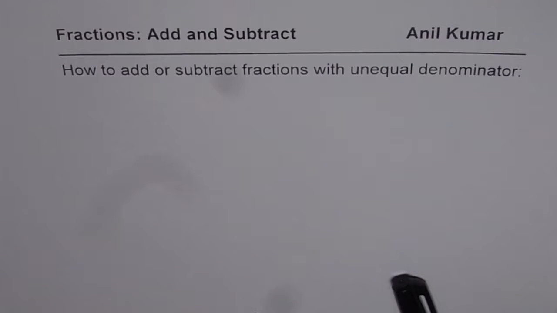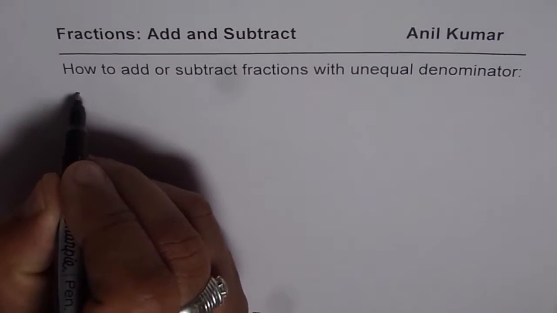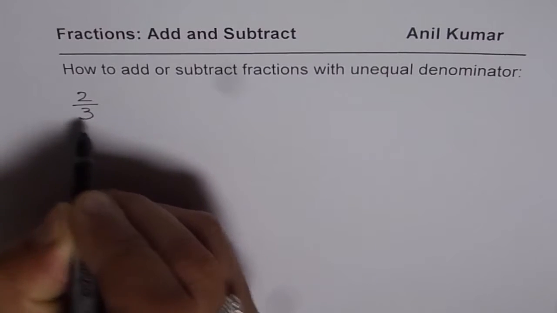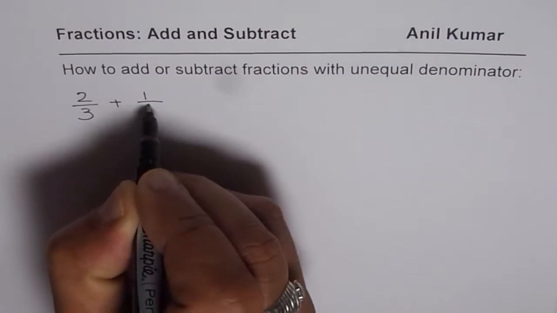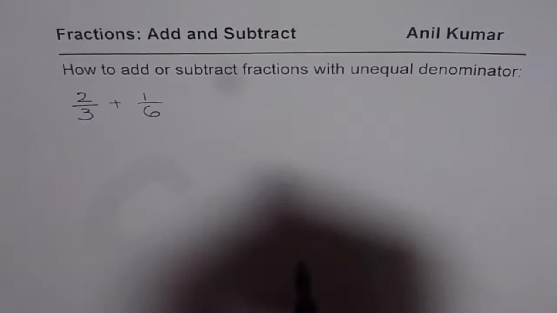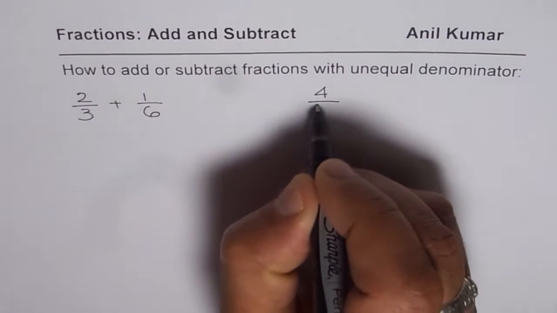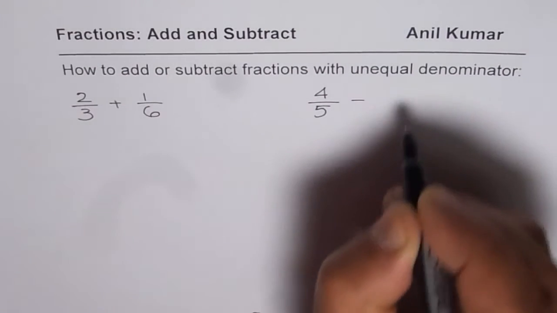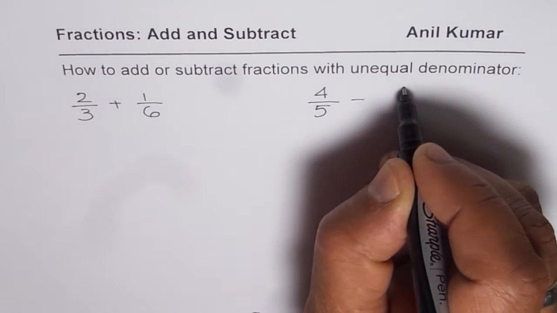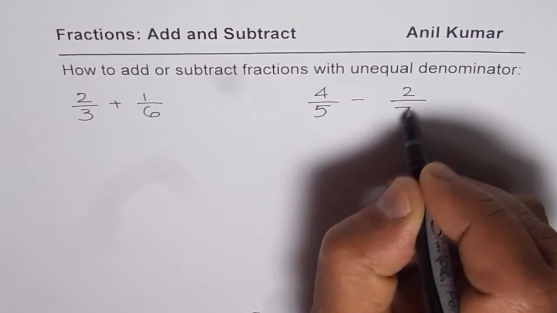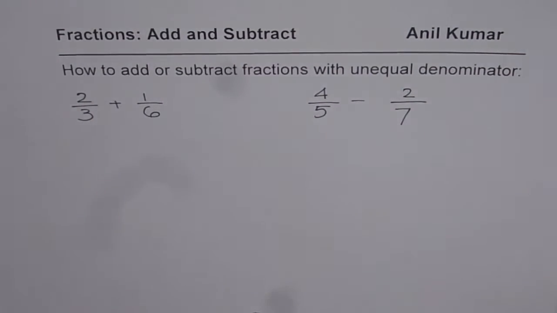I'm Anil Kumar, and here in this video I'll discuss a question from my student Shavi. She wants to understand how to add or subtract fractions with unequal denominators. It's kind of like this. How do we add, let us say, 2 over 3 with, say, 1 over 6? Or how do we subtract fractions like 4 over 5, take away, let us say, 2 over 7? So how do we do such questions?